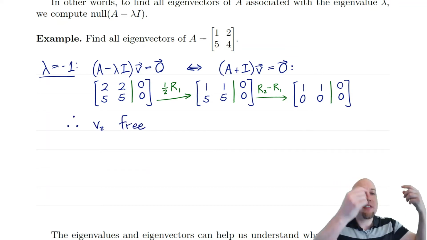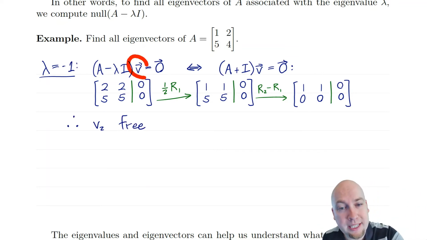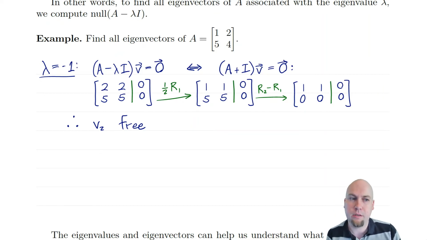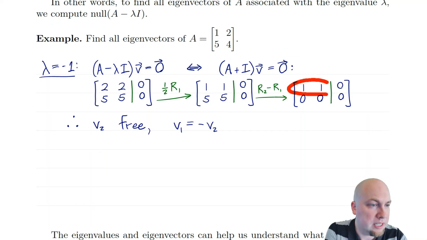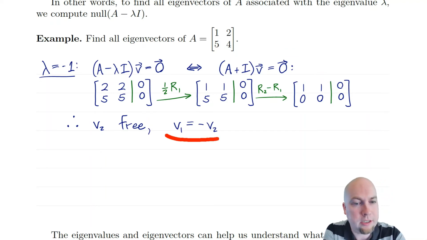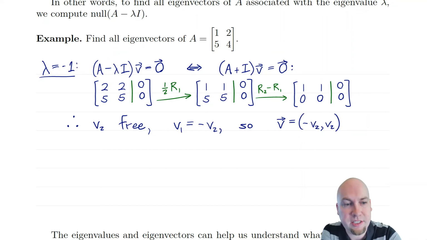Remember, these columns correspond to the different entries in V. The second entry of V, V2, is free. There's no leading entry in the second column, so I can write the other entries in terms of that second entry V2. In particular, V1 plus V2 equals 0. Rearrange that, you get V1 equals minus V2.